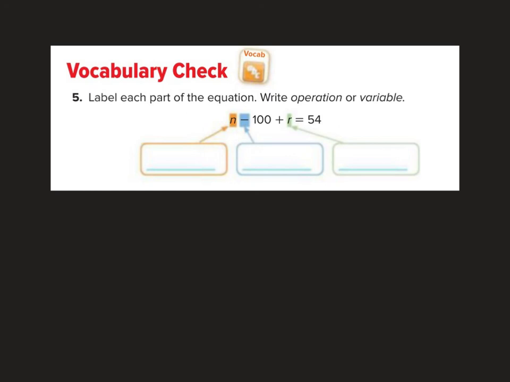Oh, label each part of the equation. Write the operation or variable. So n, that's a variable. Sorry, I didn't write what page number this is on. This is the back of the homework. So you can go ahead and flip to that. Subtraction, that's an operation. Operation. And R, that's a variable.